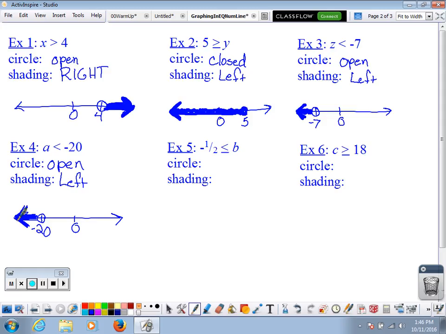Okay? Now remember, it all comes down to what you learned forever ago. The alligator eats the bigger number. That's why I keep saying it. So between these two, between Shane and Jake, which one's the bigger number? Shane's the bigger number. Now if Shane's the variable, that means that I need to represent where the bigger numbers are. And where are the bigger numbers? To the right.